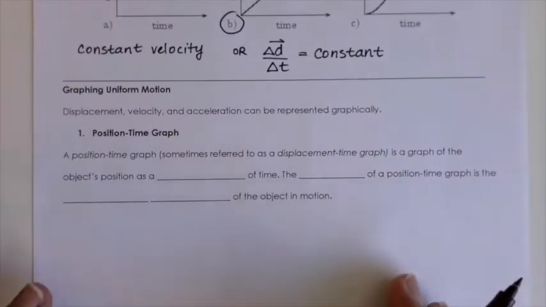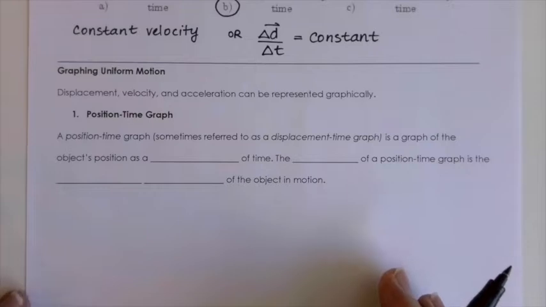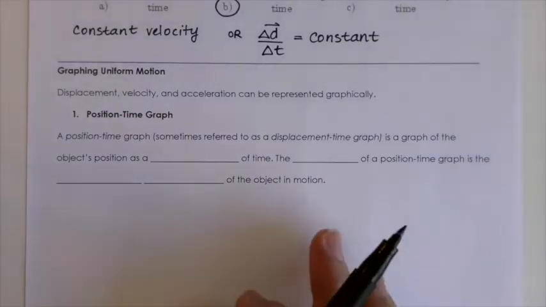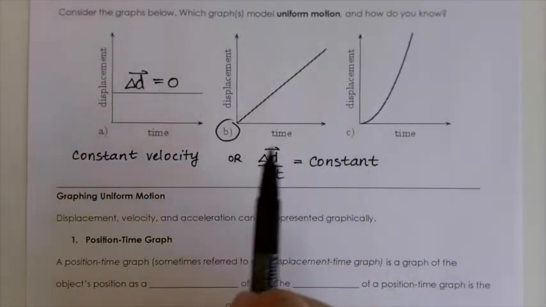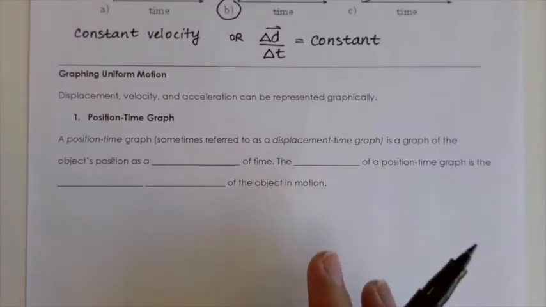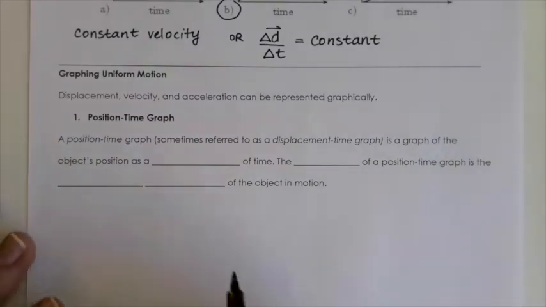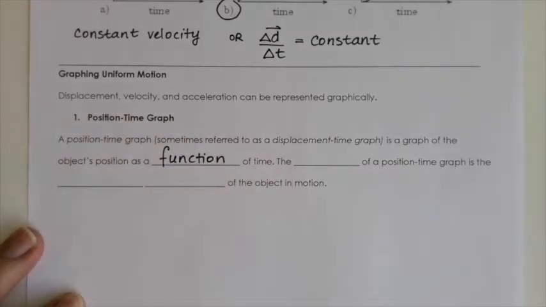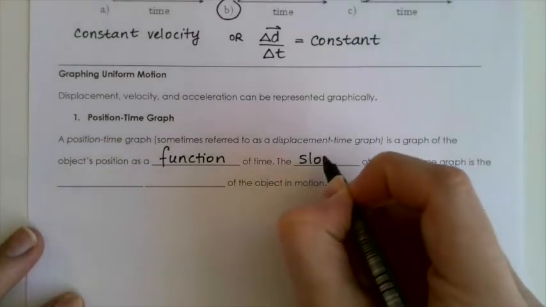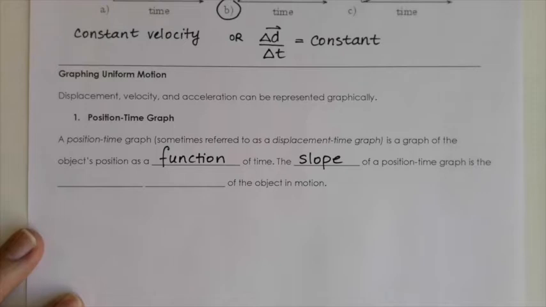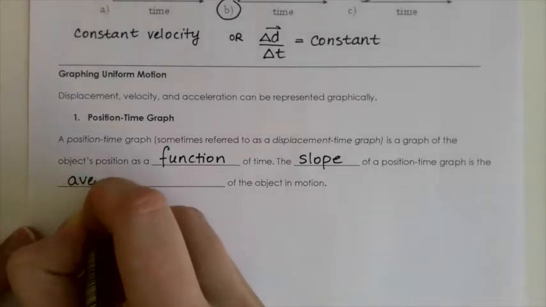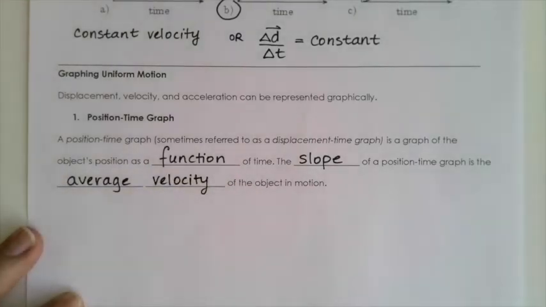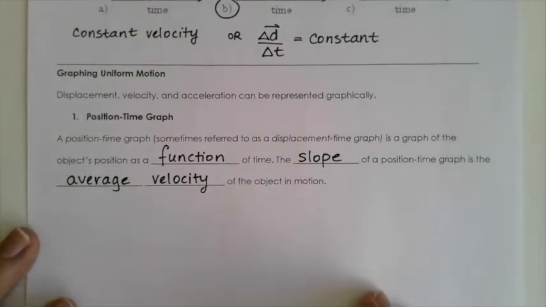So let's start with the first type, which is the position time graph, sometimes referred to as a displacement time graph. These graphs will look just like the ones from your warm-up question. It is a graph of the object's position as a function of time, and the slope of this graph is the average velocity of the object in motion.